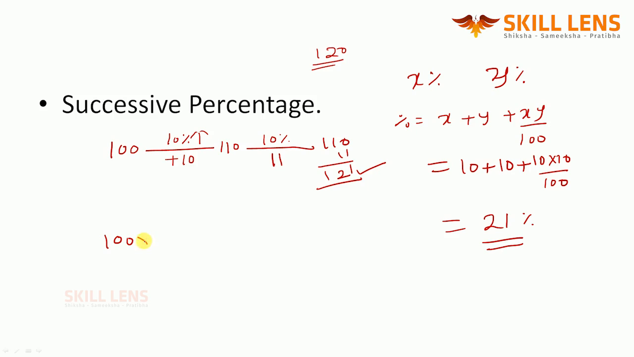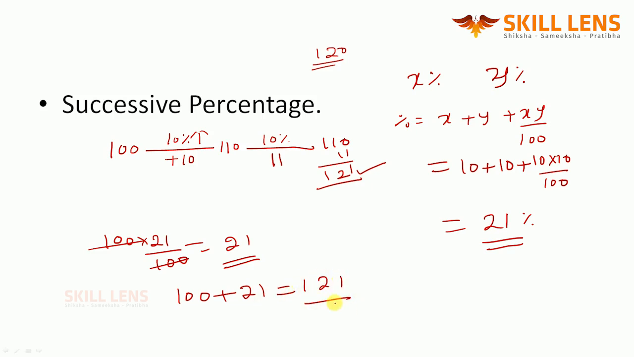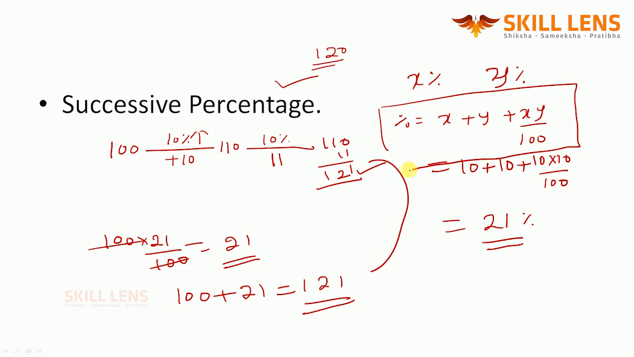Let's see. On 100, calculate 21%. On 100, 21% will give you 21 rupees extra. Initially your salary is 100. In 2 years of time, you got 21 rupees extra, which is 121. Yes. So whenever you come across successive percentage, please use this particular value. This will help you in so many questions. You will definitely see it in upcoming questions.